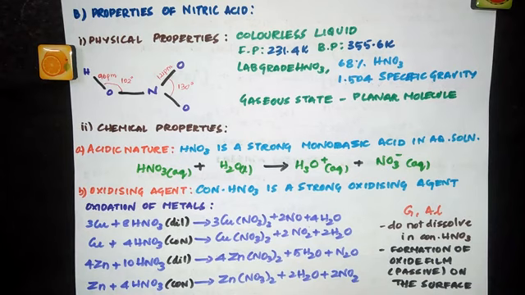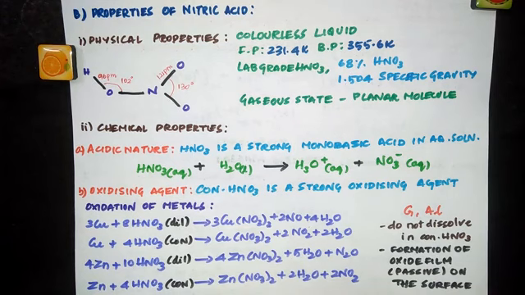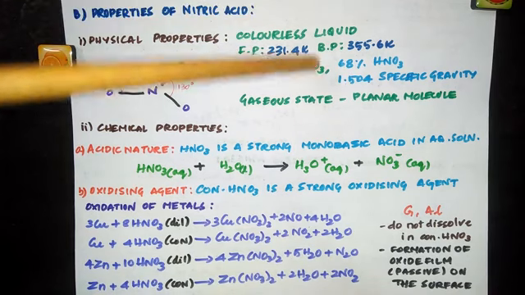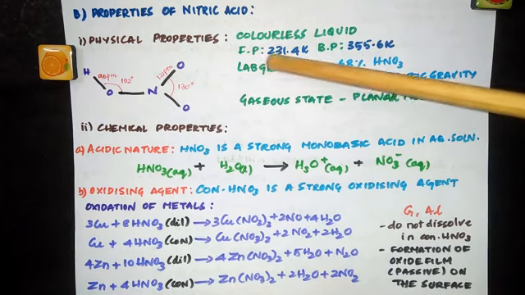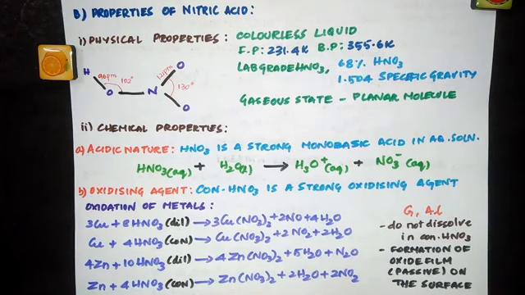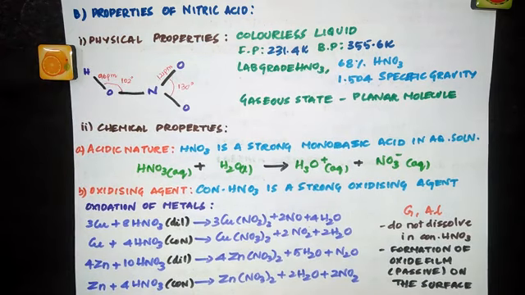Now looking at the physical properties, nitric acid is a colorless liquid. It doesn't have any color, and the boiling point of nitric acid is 355.6 Kelvin and the freezing point is 231.4 Kelvin. When you look at laboratory grade nitric acid, it has 68% nitric acid by mass and it has a specific gravity of 1.504.